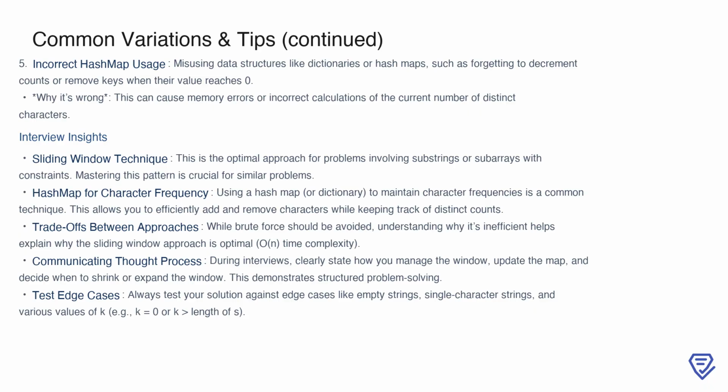During interviews, it's crucial to clearly communicate your thought process. Explain how you manage the window, update the hash map, and decide when to expand or shrink the window. This demonstrates a structured and logical approach to problem solving. Finally, always test your solution against edge cases, such as empty strings, single character strings, or extreme values of k. This ensures your code handles all scenarios correctly.